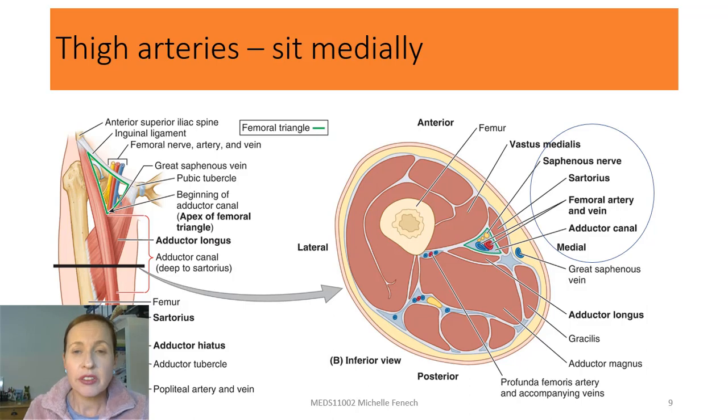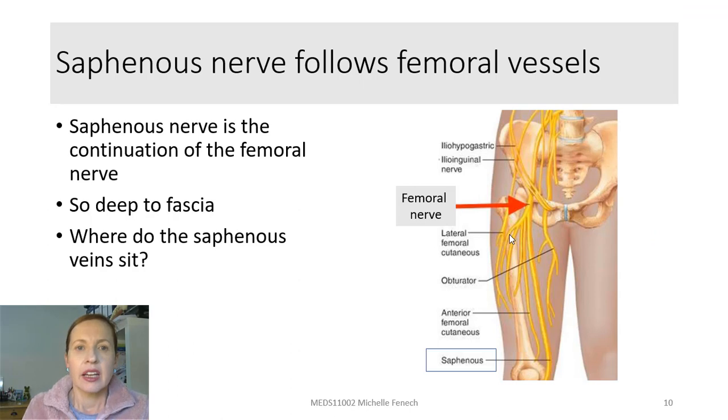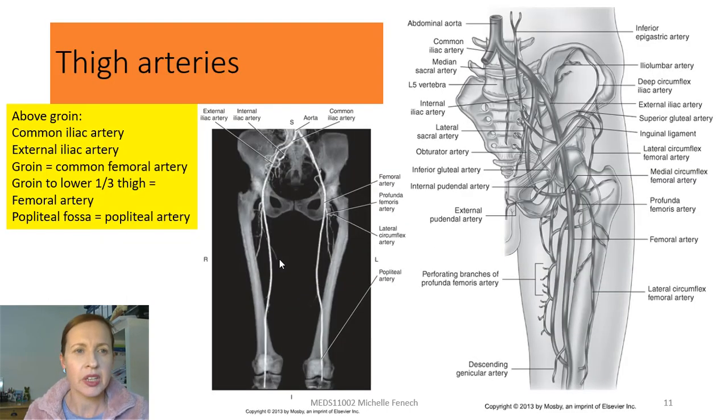So your thigh arteries really sit in the medial thigh. They're the main ones. You have some deeper ones, but these are the main arterial supply to your leg, and it sits medial. Where you have femoral vessels, it gets confusing. You have a saphenous nerve. I don't know why they didn't use the same names for things. It's so confusing. Because as we get onto veins, you'll see that the saphenous veins sit superficial.